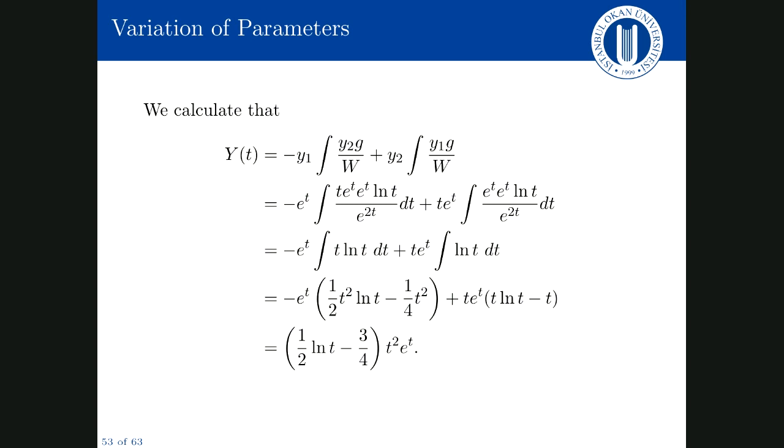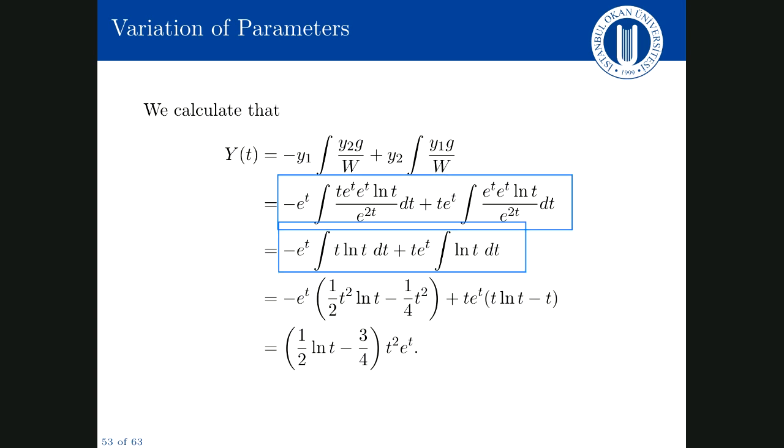And then we use our formula to calculate the particular solution. We start with our formula, minus y1 integral of y2 g over W plus y2 integral of y1 g over W. And after we put our functions in, and then cancel, we find we have minus e to the power t integral of t ln t dt, plus t e to the power t integral of ln t dt.